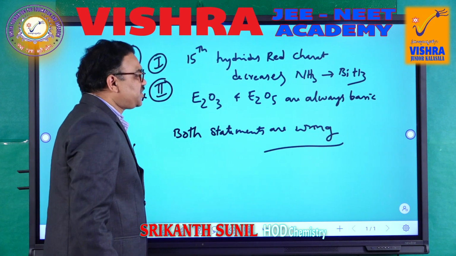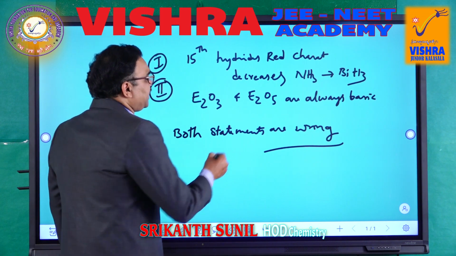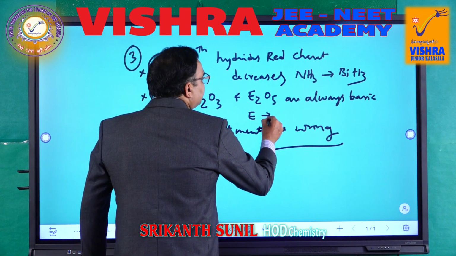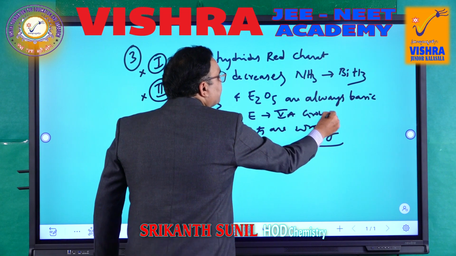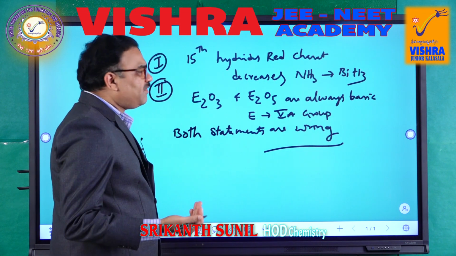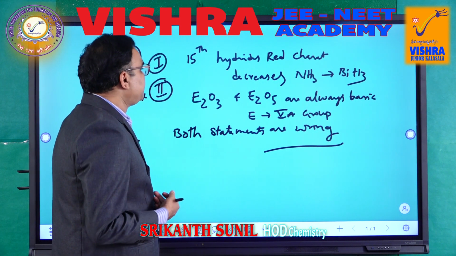How can you say both statements are wrong? E2O3 and E2O5, where E is a 5th A group element. They are not always basic in nature. Some are acidic in nature also. So that statement is correct.